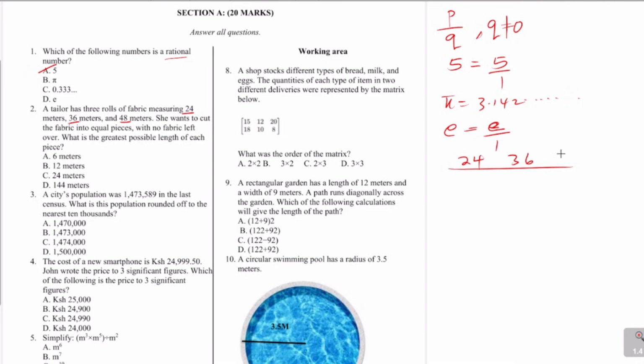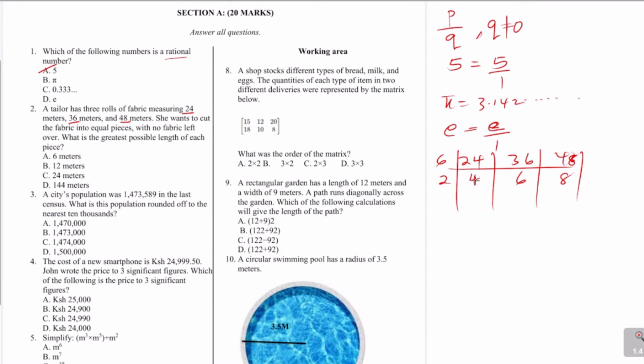So getting the GCD, you have the numbers as 24, 36, and 48. The number that is common and can divide all these is 6. Let's start with 6. 24 divided by 6 is 4. 36 divided by 6 is 6. 48 divided by 6 is 8. This one can still be divided further.